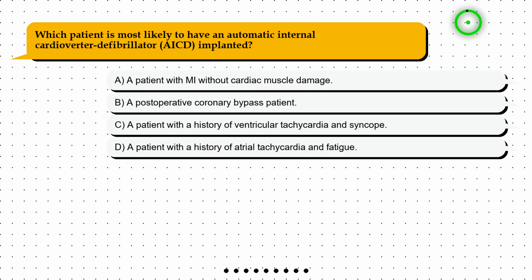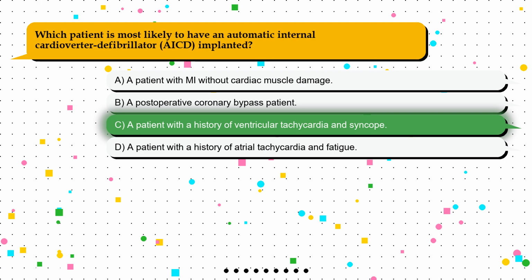Question 1. Which patient is most likely to have an automatic internal cardioverter defibrillator, AICD, implanted? Option A. A patient with MI without cardiac muscle damage. Option B. A postoperative coronary bypass patient. Option C. A patient with a history of ventricular tachycardia and syncope. Option D. A patient with a history of atrial tachycardia and fatigue.